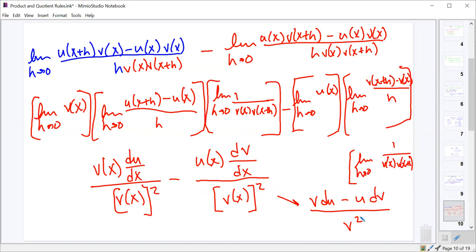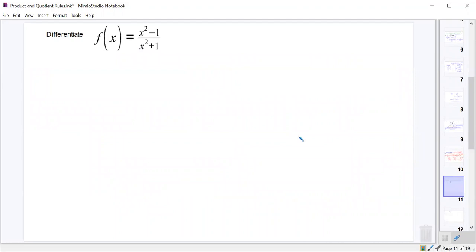What are you doing? Any questions on that or how we got to there? No? All right, let's see if we can apply it on a nice, simple, easy function here.